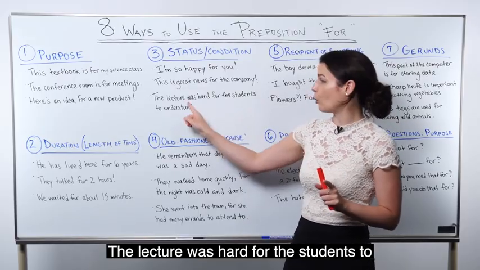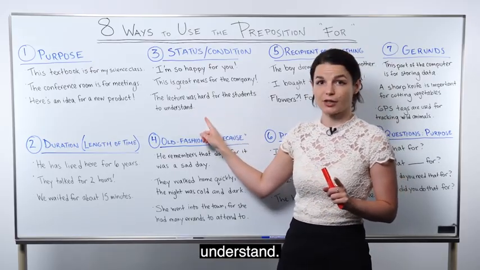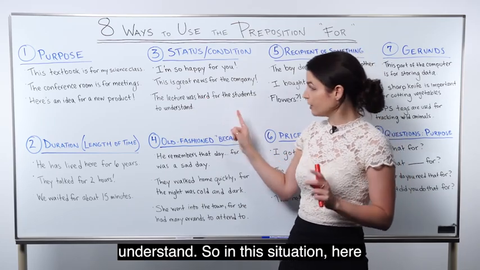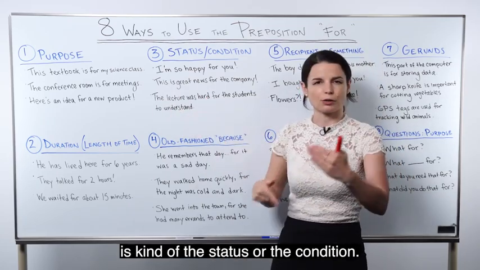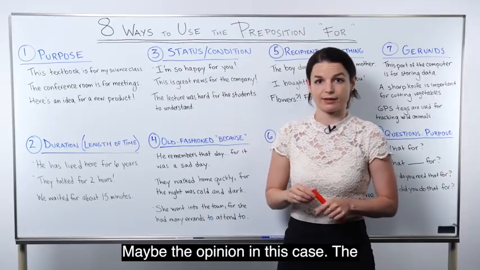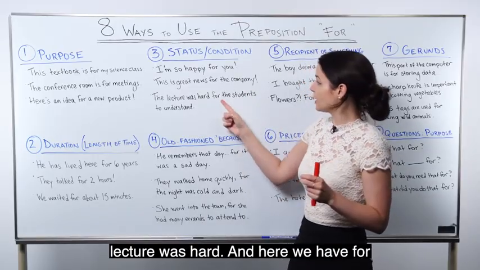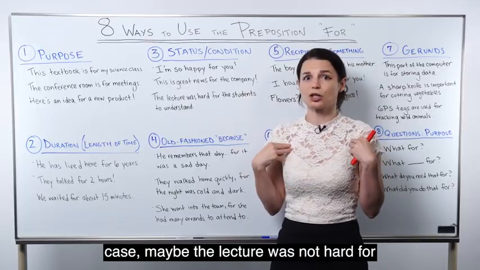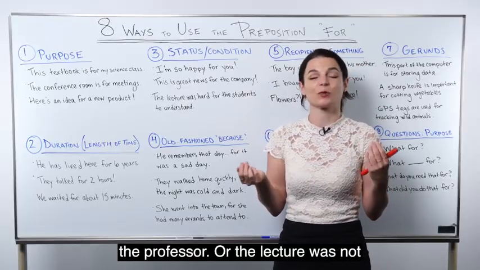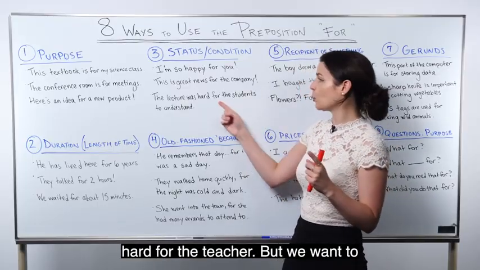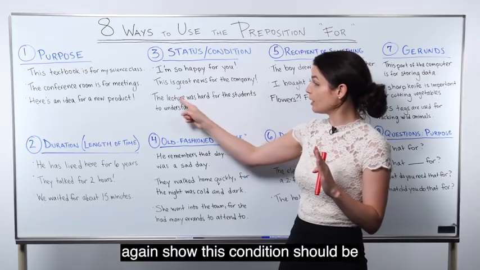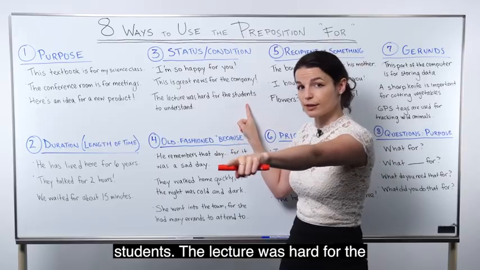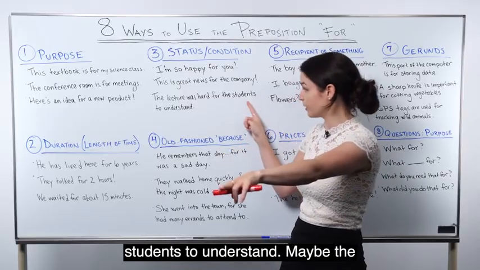The lecture was hard for the students to understand. So in this situation, here is kind of the status or the condition, maybe the opinion in this case. The lecture was hard. And here we have for the students. So that means in this case, maybe the lecture was not hard for the professor, or the lecture was not hard for the teacher. But we want to, again, show this condition should be applied to this group, in this case, the students.